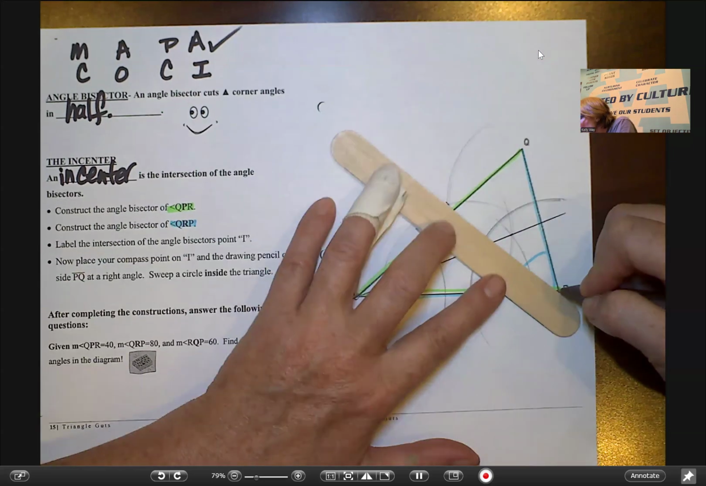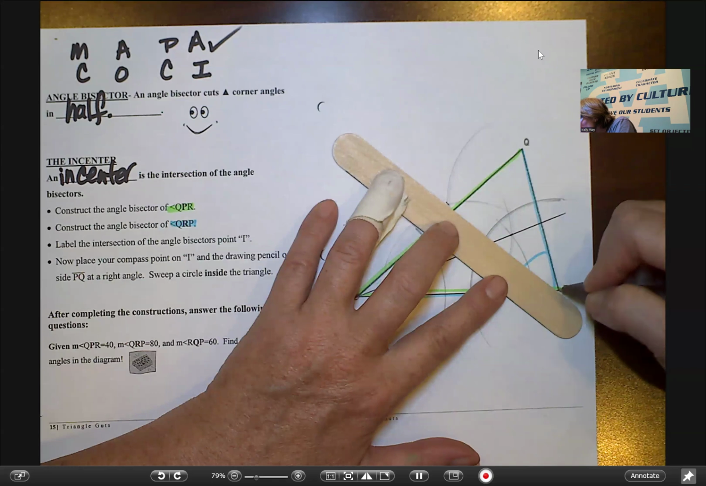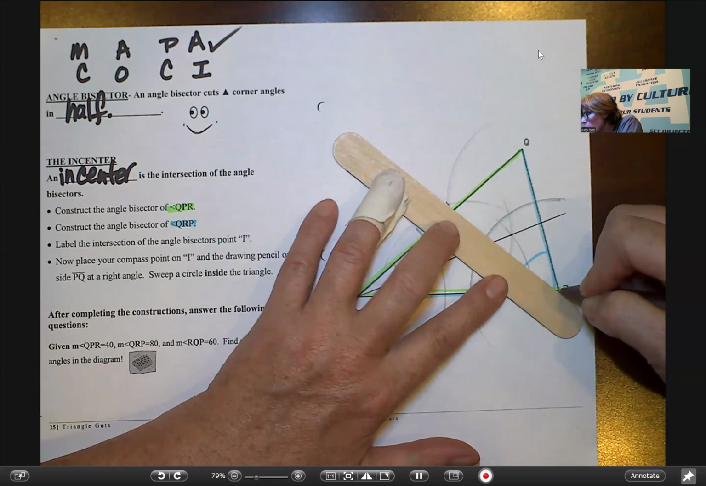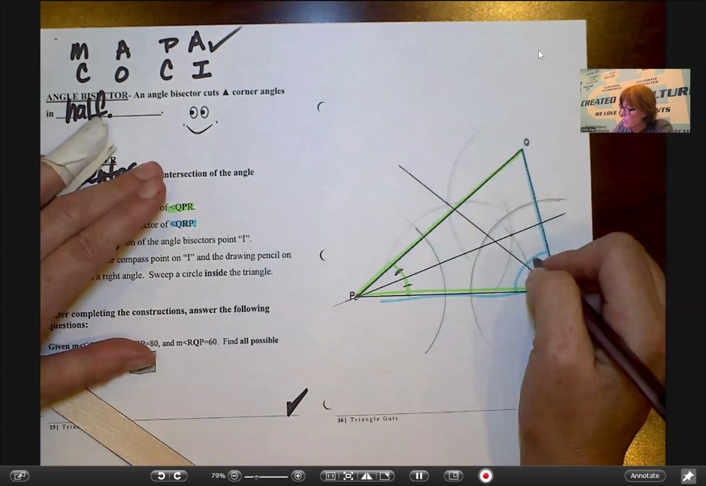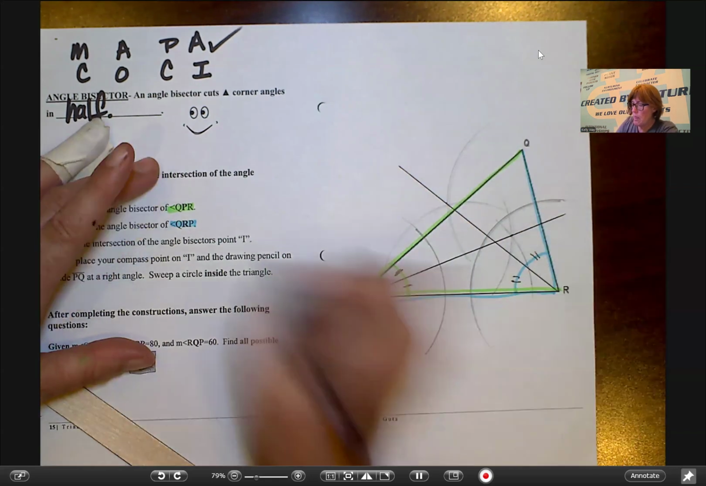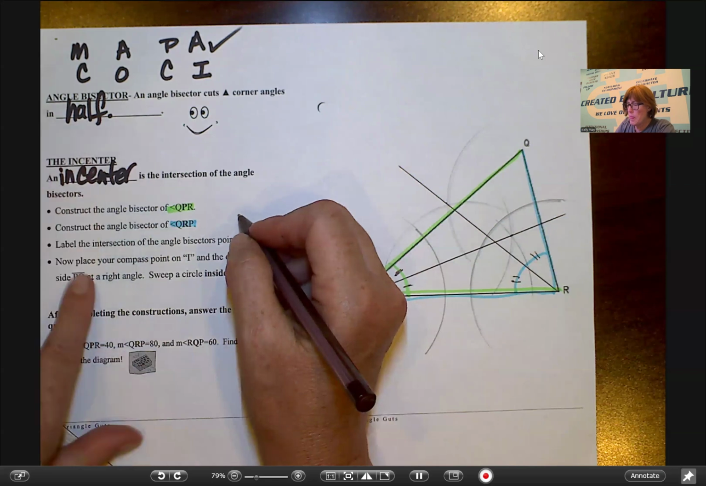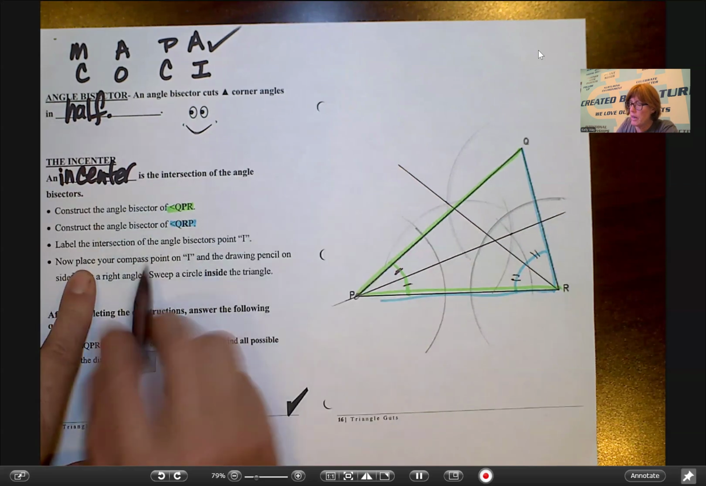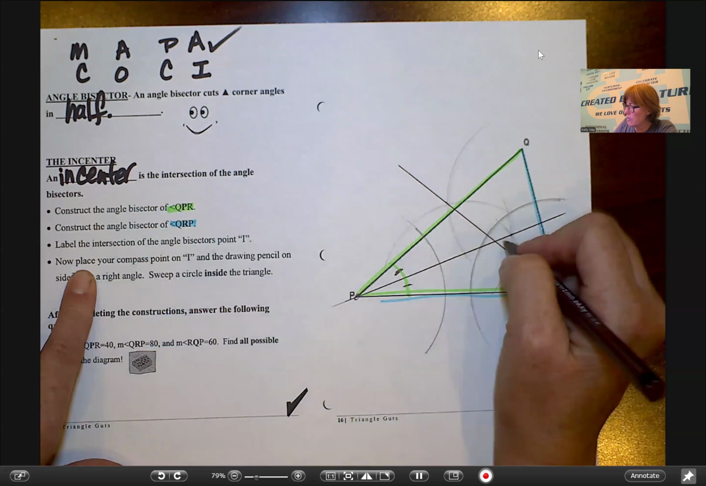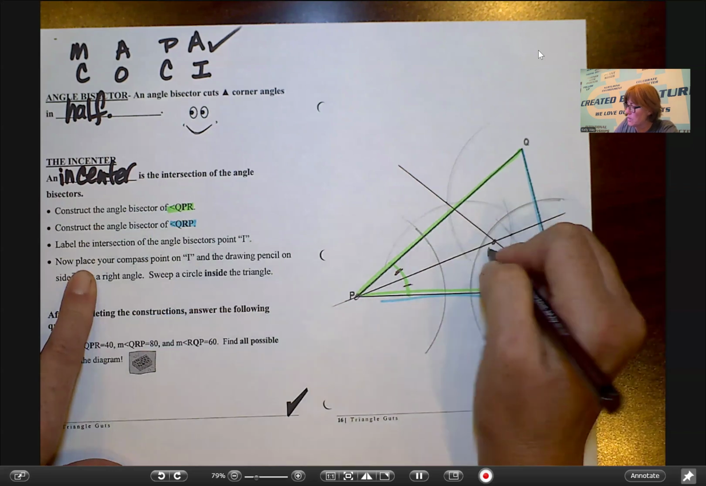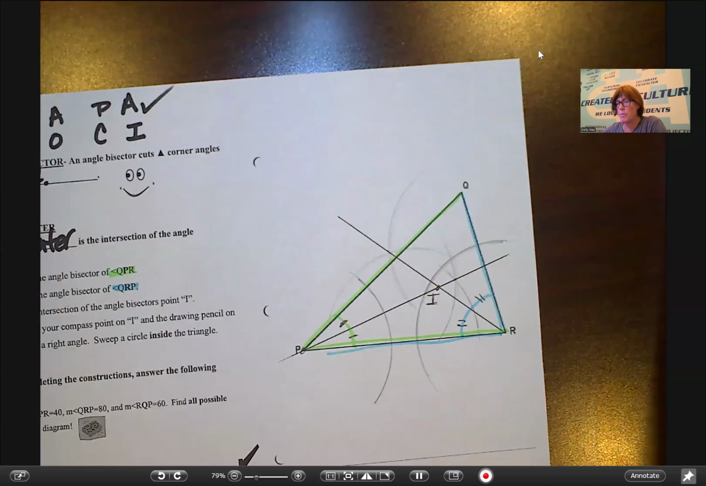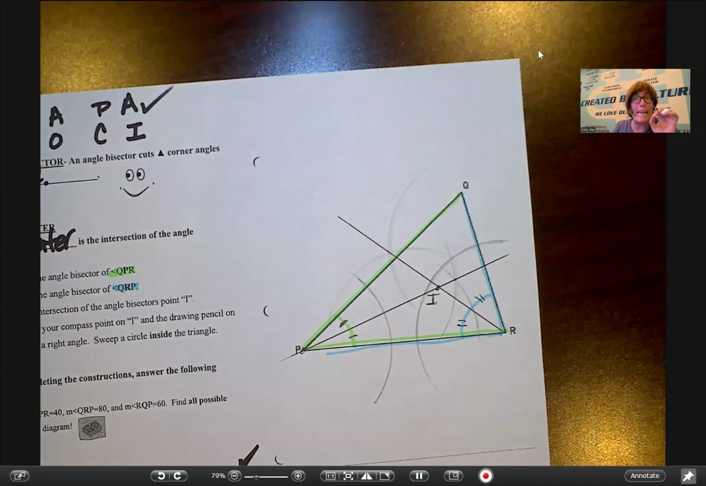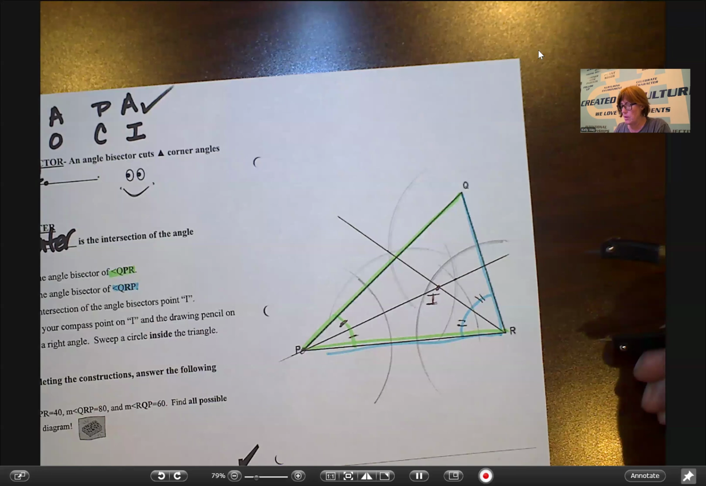R. Take it to the far side, bisecting this angle. Label the intersection I, because it's going to be called the in-center. Okay, now something fun also happens here. It's an in-center for a reason.